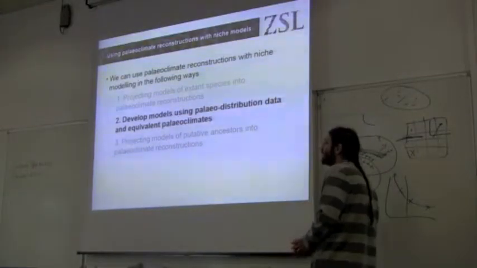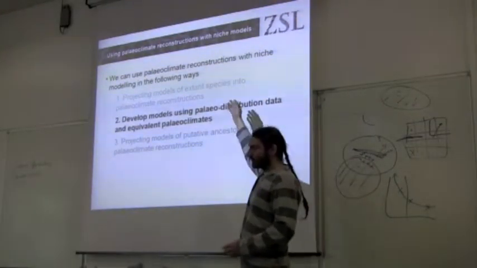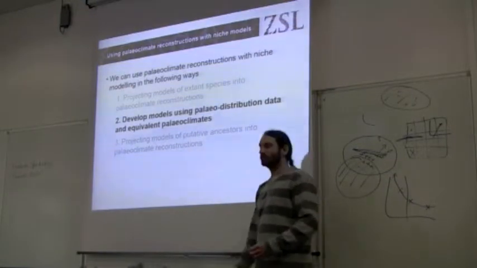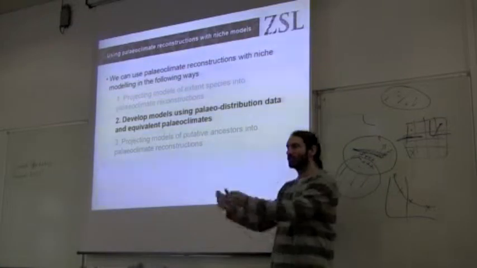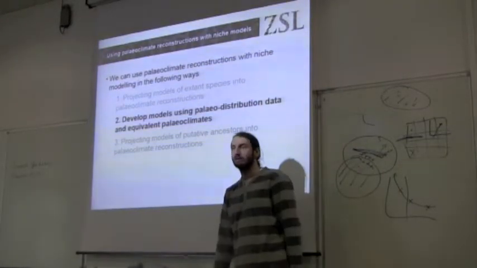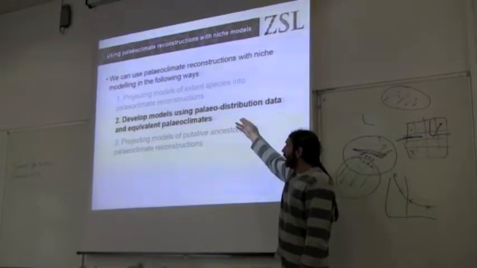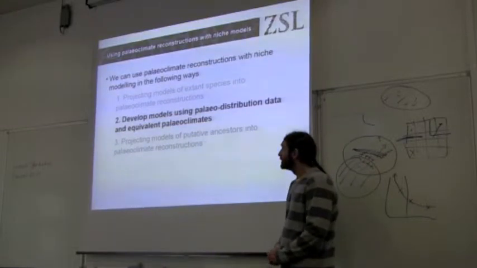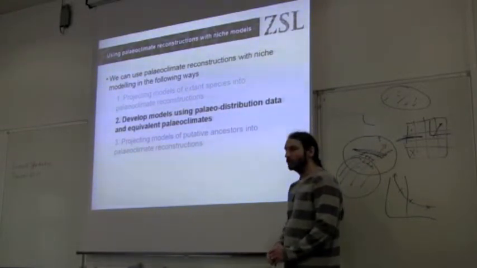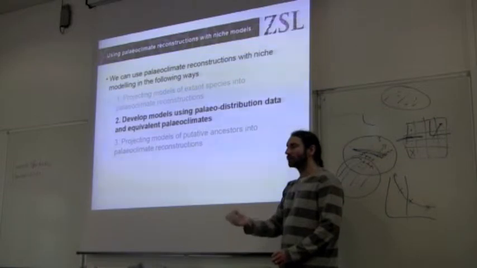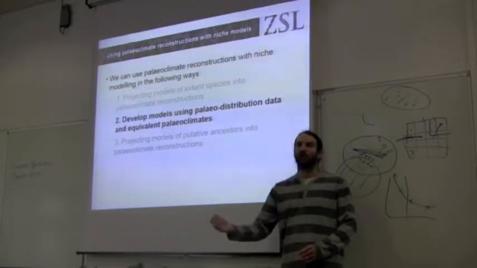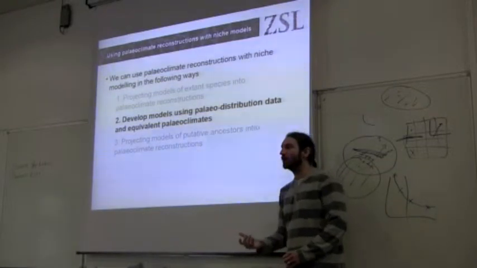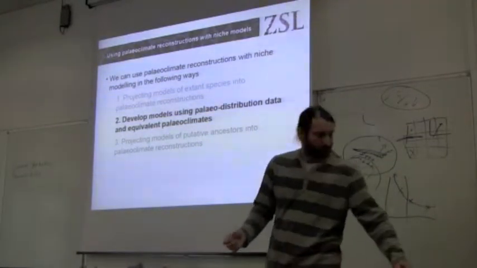Okay, so that was all talking about our traditional modelling methodology, building our model based on present day data, projecting into a different time period. The second method is to use evidence directly from the time period we're interested in and try and build a model based on paleo data.